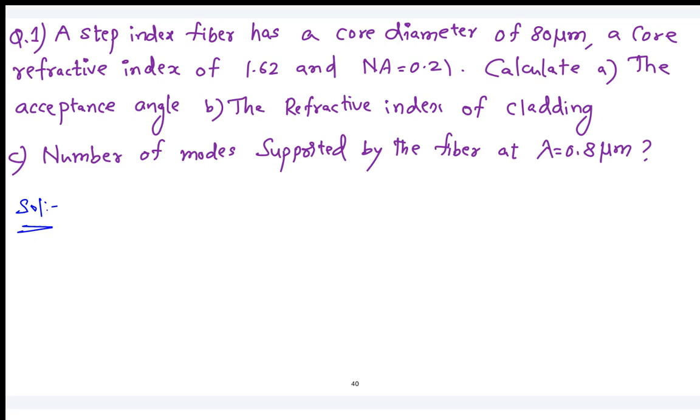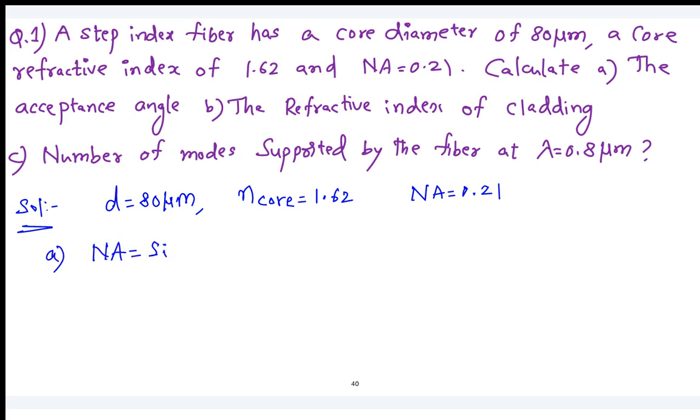Core diameter has been given as 80 micrometers, the refractive index of the core is 1.62, and the numerical aperture is equal to 0.21. Then calculate the acceptance angle. So we know that the numerical aperture is simply the sine of the acceptance angle, sine theta A. So from this, your acceptance angle is equal to sine inverse of 0.21.